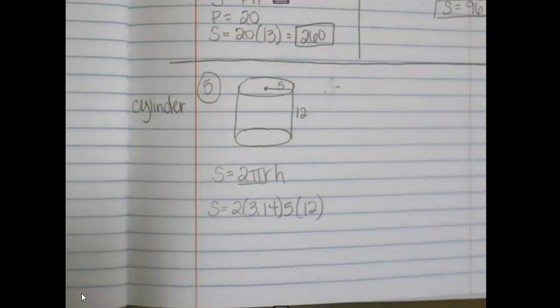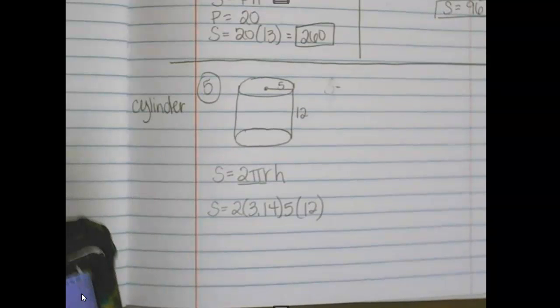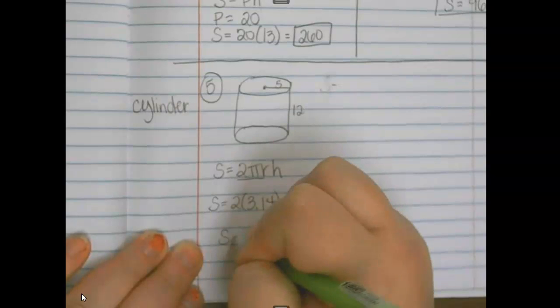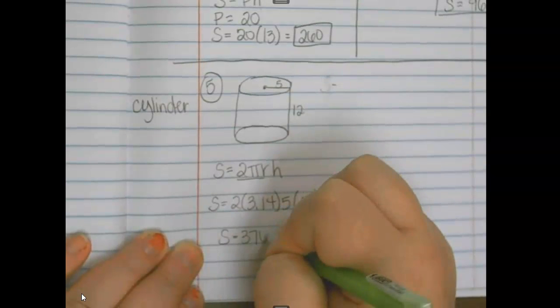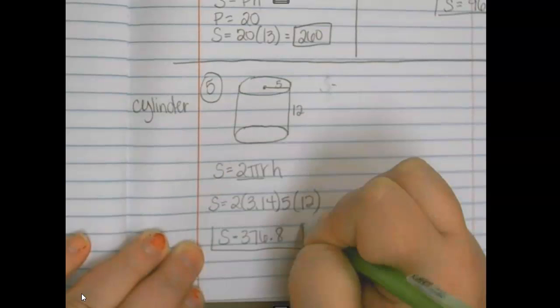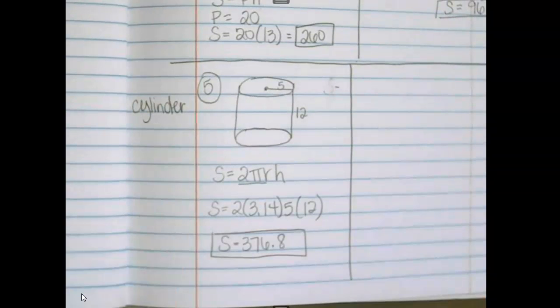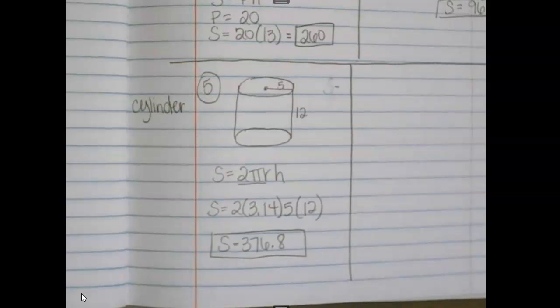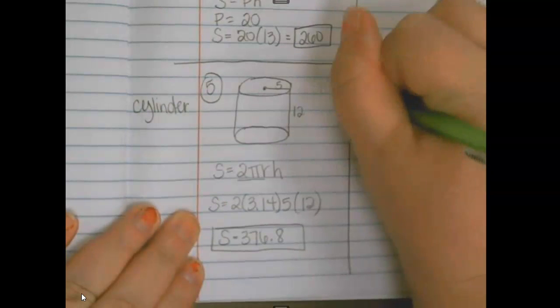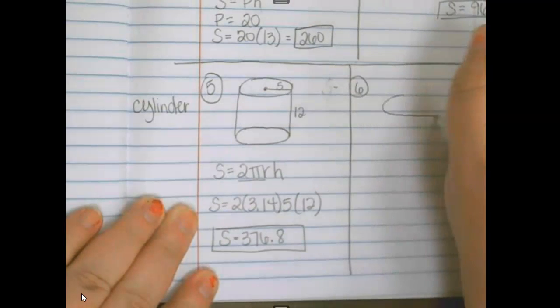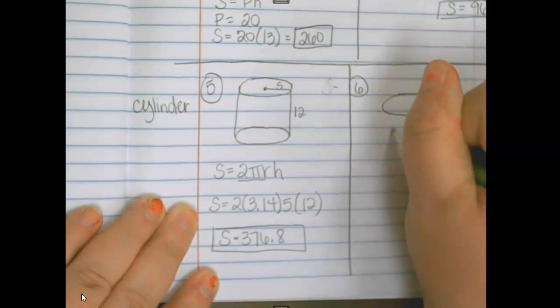All right. So 2 times 3.14 times 5 times 12 gives me a lateral surface area of 376.8. All right, our final example, example 6. We're going to draw a short cylinder.